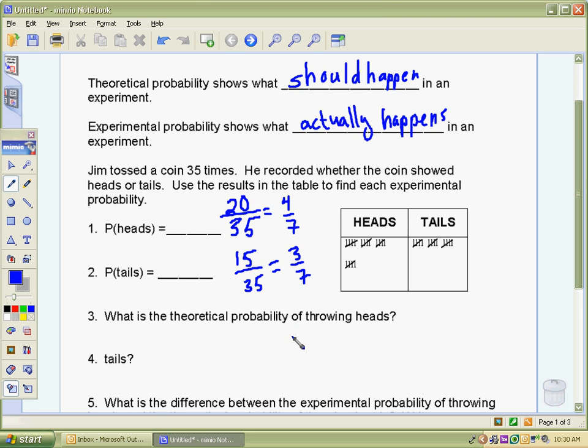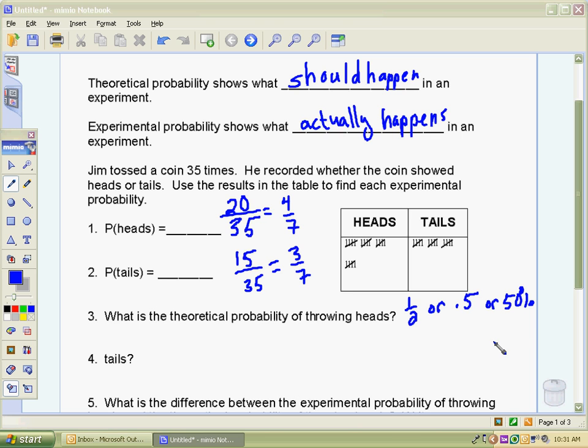Number 3, what is the theoretical probability of throwing heads? Now, remember, theoretical is what should happen, so the theoretical probability should be 1/2, or 0.5 if you wanted to give me the decimal, or 50% if you want to give me the percent. Now remember what we've been talking about, and I know I've been kind of loose with what type of answer I've been expecting from you as far as this probability. I want you to think about it.